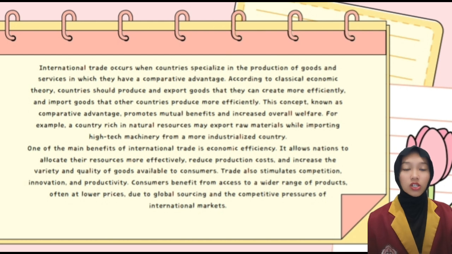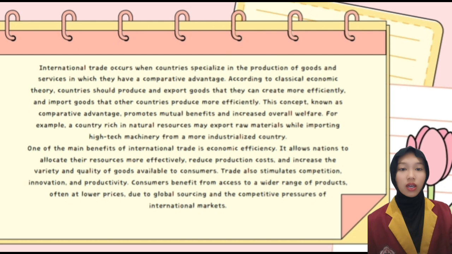Trade liberalization through the reduction of tariffs, quotas, and other trade barriers has contributed significantly to the growth of global trade. International institutions such as the World Trade Organization or WTO, the International Monetary Fund, and various regional trade arrangements such as ASEAN, NAFTA, and the European Union have played a crucial role in promoting free trade and resolving disputes. These organizations provide frameworks and rules that ensure fairness, transparency, and cooperation among member countries.